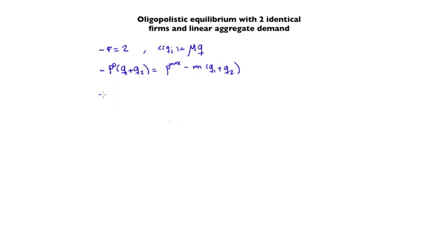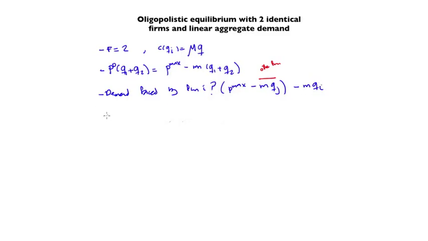Now, what is the demand faced by firm i? Well, it's going to be this inverse demand function taking the quantity of the other firm as given, which is going to be P max minus M of Qj, and again, this is the behavior by the other firm, and then minus MQi. That is the demand function, or the inverse demand function, faced by firm i.